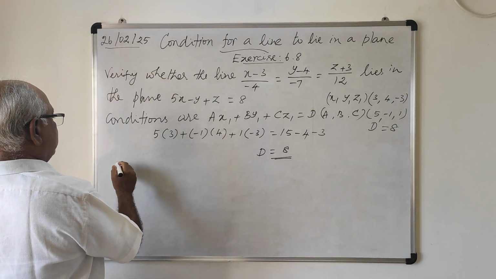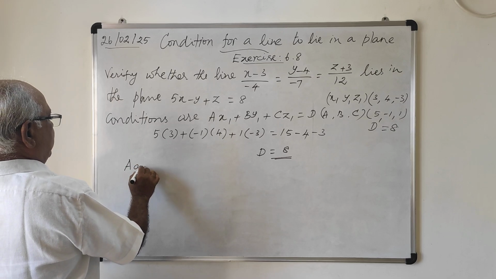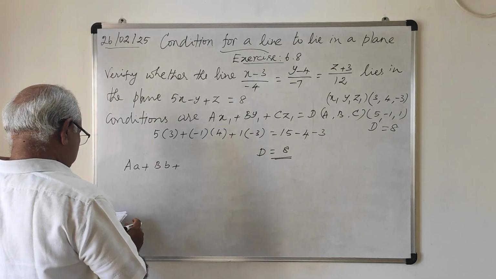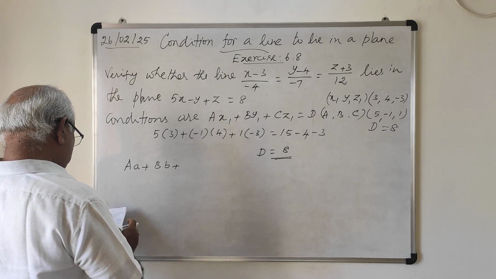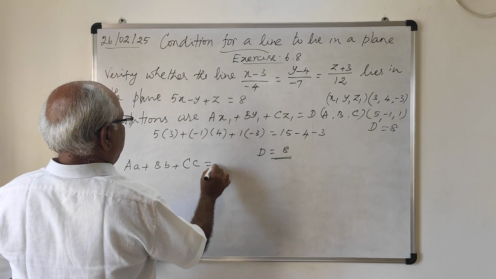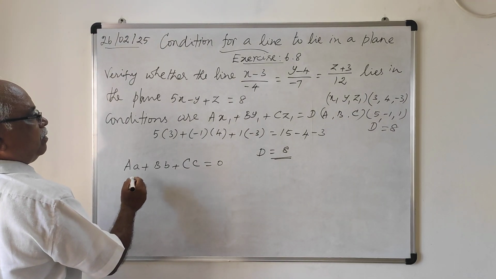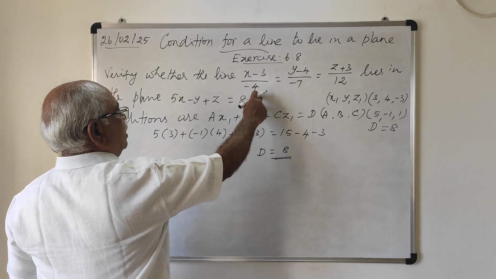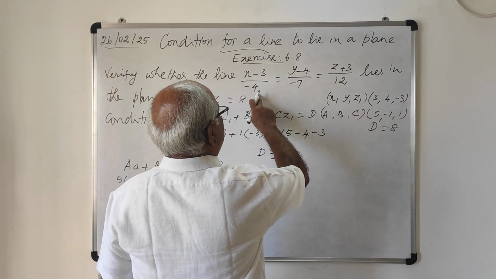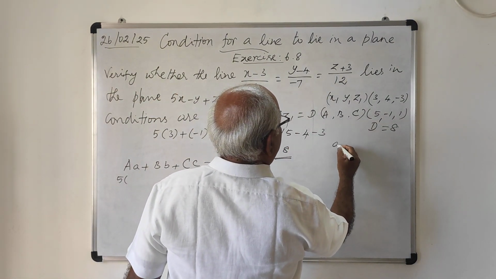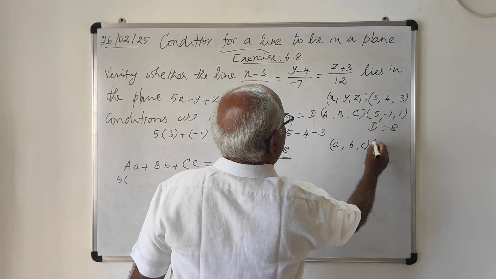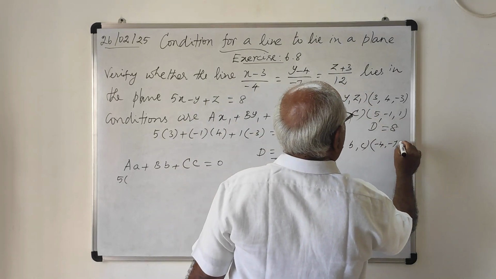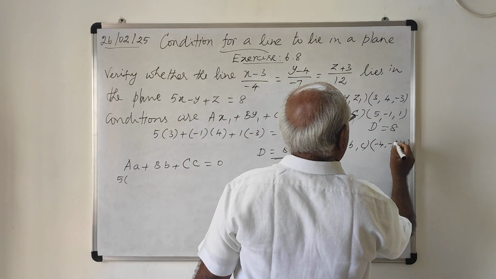Second condition. What is the second condition? Aa plus Bb plus Cc equal to 0. Capital A is 5, and the line has the direction ratios minus 4, minus 7 and 12. Those are a, b, c. So a, b, c are minus 4, minus 7 and 12.